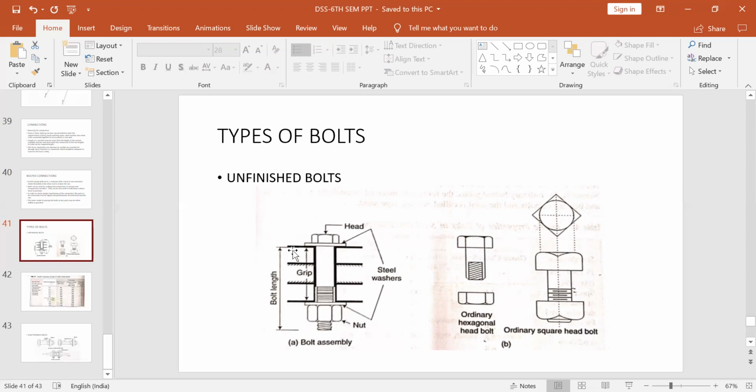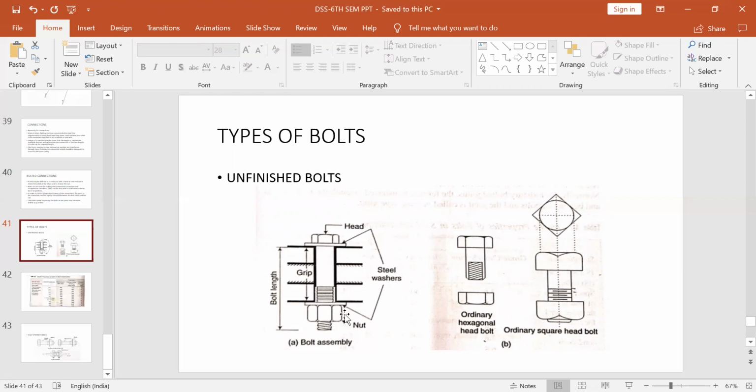Now this length, till the end of the head of the nut, is the grip length of the bolt. These are some technical terms used in bolting. So this much length of the structure you are connecting. Now these thin plates in the assembly are called steel washers.